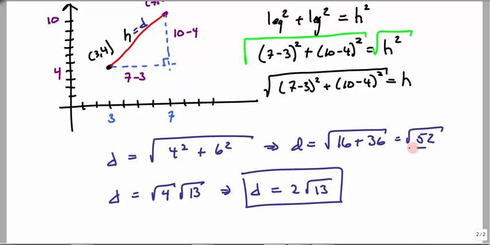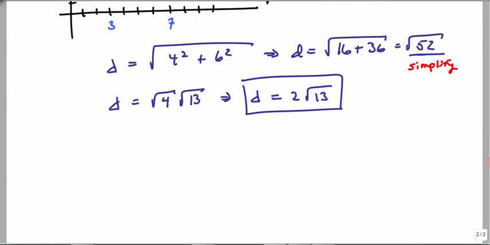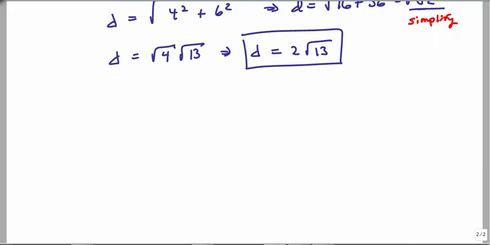The square root of 52 is not simplified. I need to take it further and simplify it. So again, if you get to a number, think if there are any factors of 52 that are perfect squares. So not simply, but simplify. So we want to simplify this. Okay, so that's an example of using the distance formula.